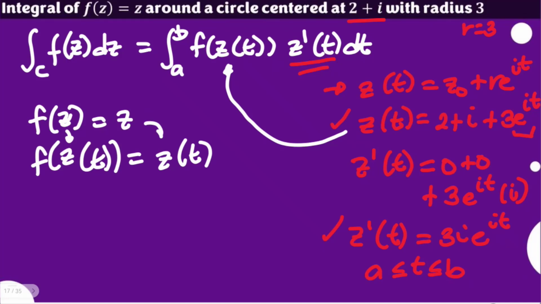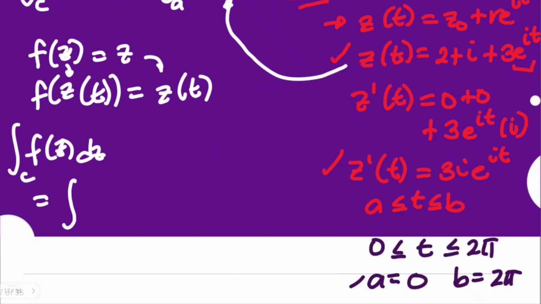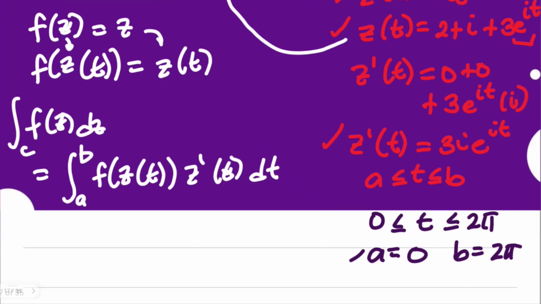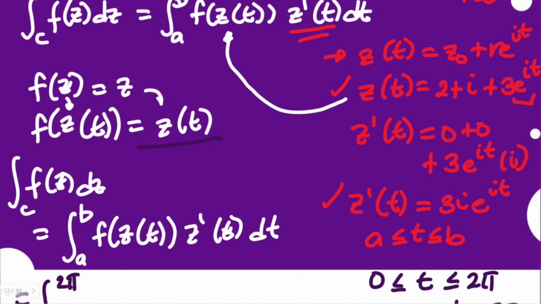So with this, let us now proceed, because all of the necessary items are given. What we need to do now is to find the integral of f of z dz along the path, which is equivalent to, let me rewrite all of this again, the integral of f of z of t times z prime of t dt from a to b. Substituting all the necessary information, the integral from 0 to 2 pi, and your f of z of t is just z of t itself, which is equivalent to 2 plus i plus 3 e to the power of i t, the trinomial expression itself.